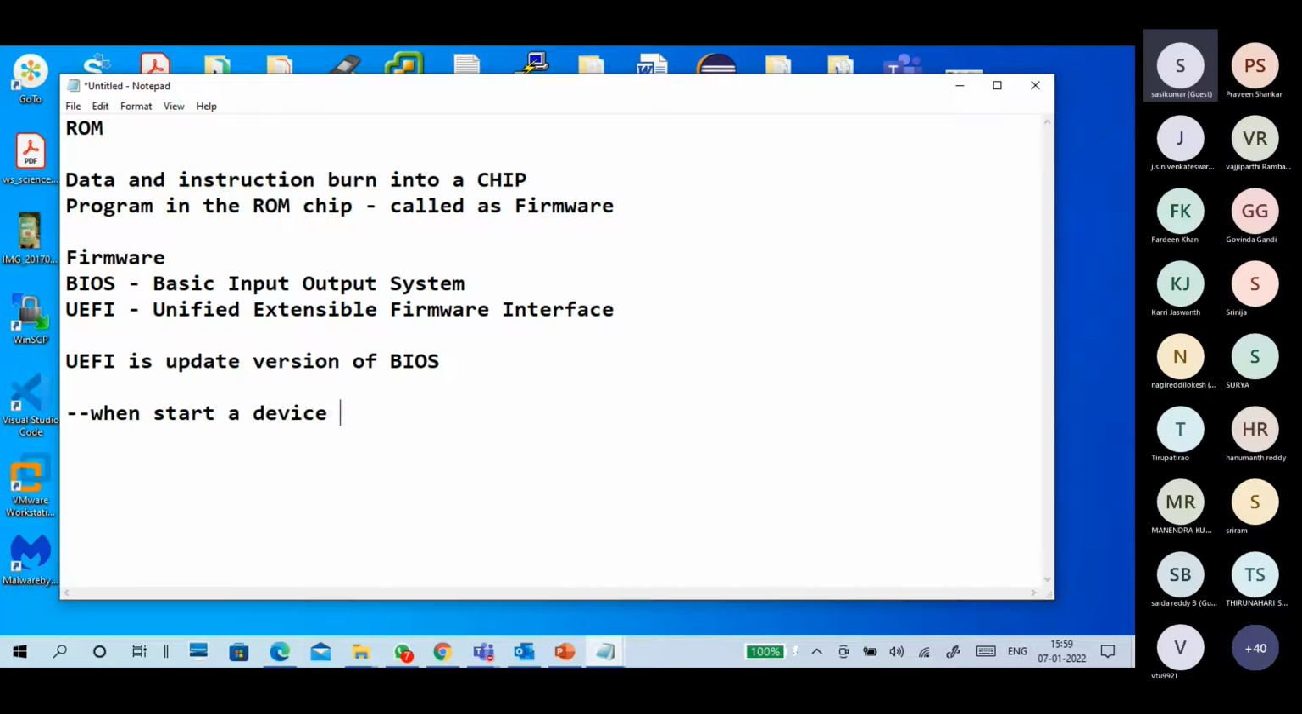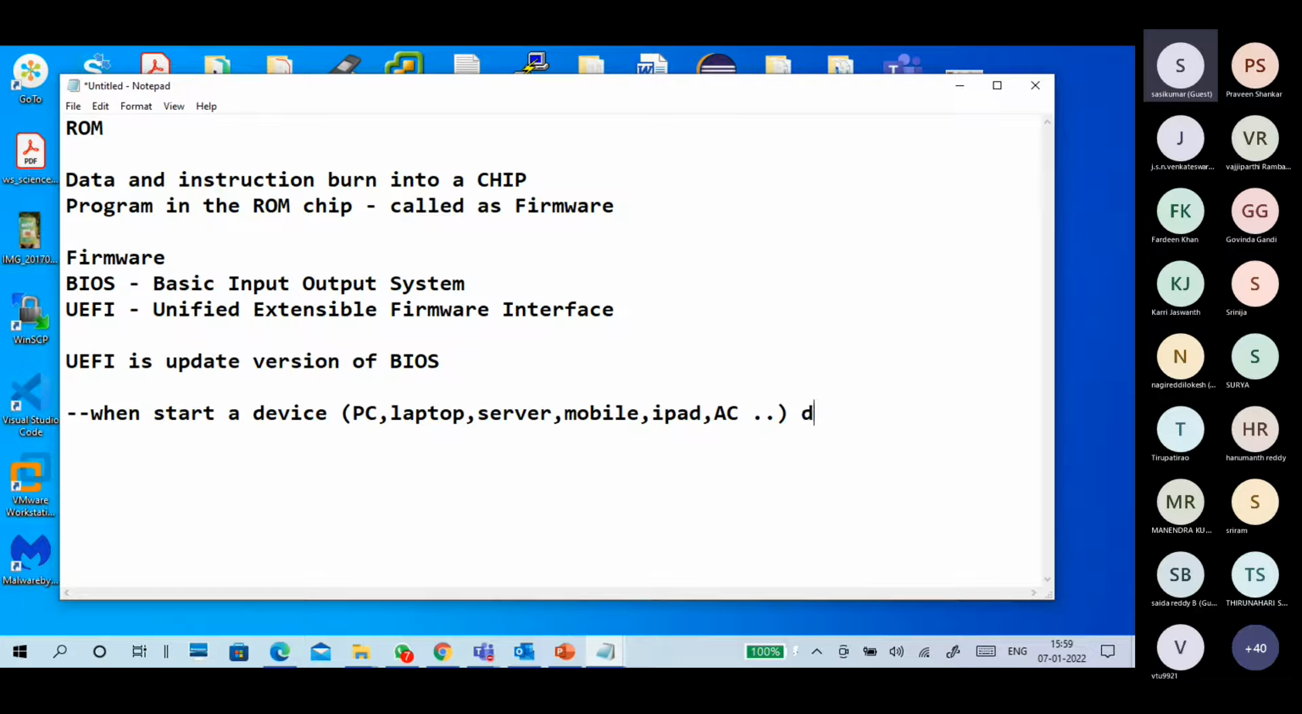When we start a device, it can be a PC, a laptop, a server, a mobile phone, an iPad, iPhone, a walkie-talkie, a music system like Sony, or an air conditioner. If you start any device, it can be a computer and all.